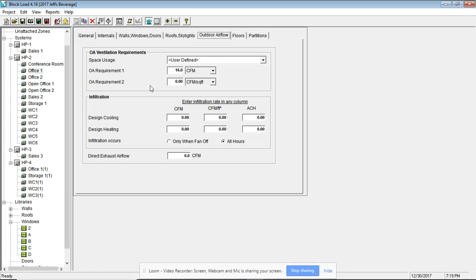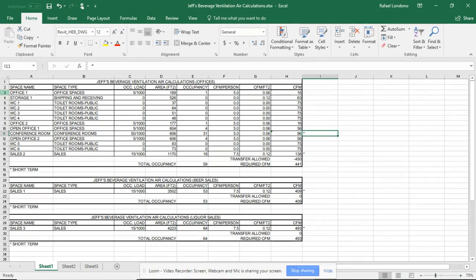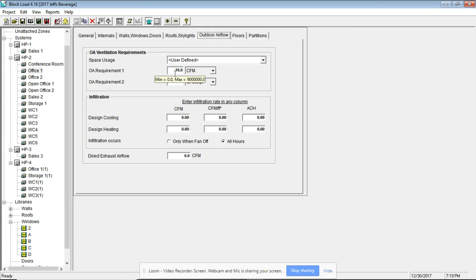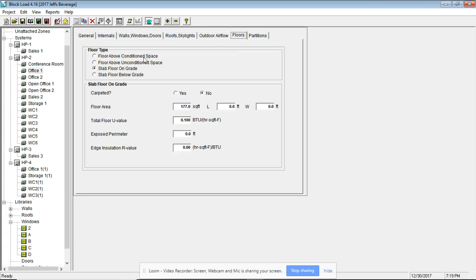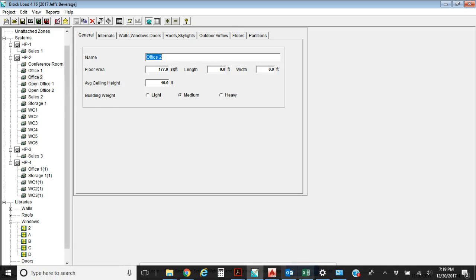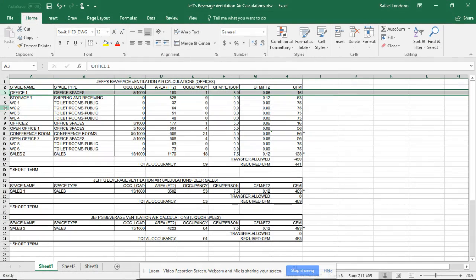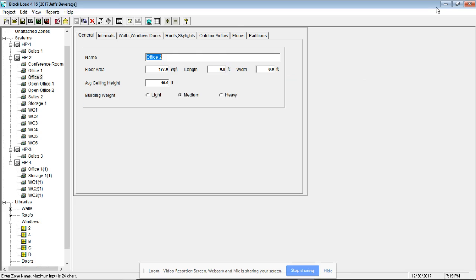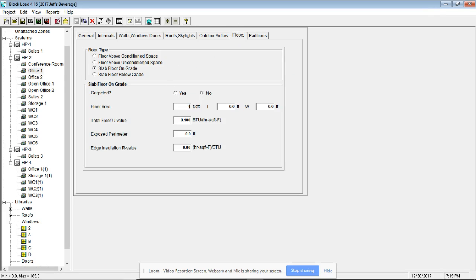Outdoor airflow, one person, office one person, and some square footage. We need 16 CFM of outside air. Floor, 177 square feet. Office two, I copied this, but I don't think it's 177. Let's go back and check that. Office two. It is 177. It's office one that's the wrong number, 189. So let's go back and fix office one, 189 square feet.